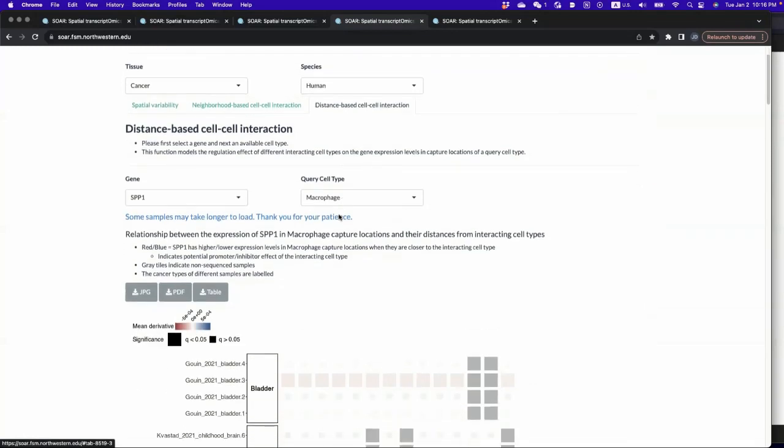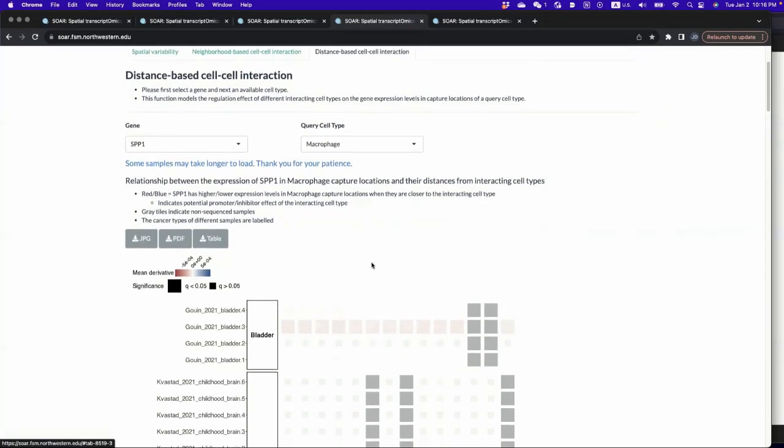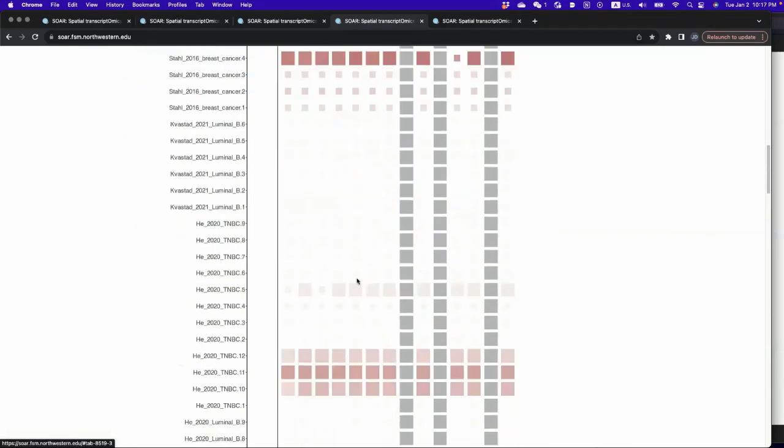This models the relationship between the expression of a gene in a cell type and its distance to other cell types. Significant results are shown as larger tiles like before. Red color represents positive derivative for the relationship between distance to a cell type and gene expression. For example, we could see that SPP1 expression in macrophages shows the greatest positive relationship.